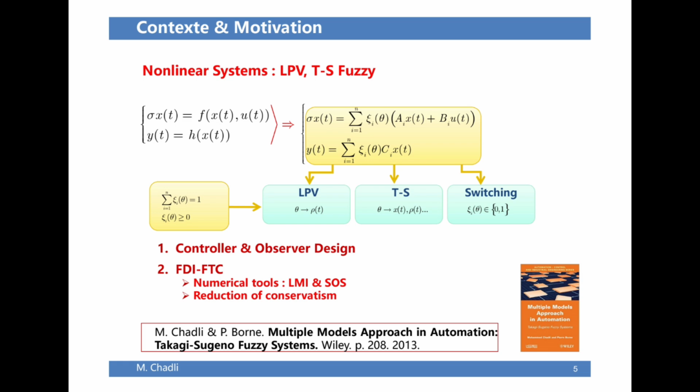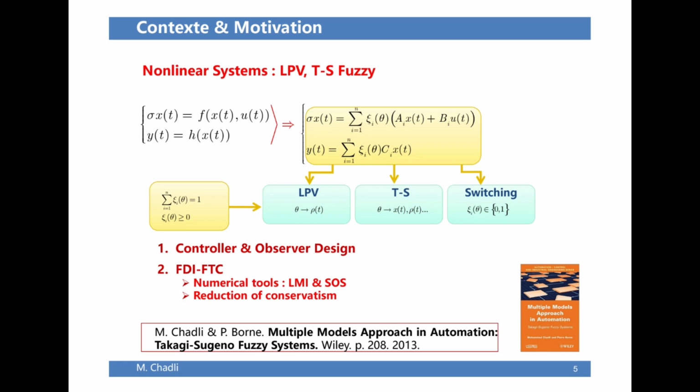This representation can also represent a non-classical nonlinear system when this parameter depends on the state of the system. In this case, this representation is a nonlinear system, and it can also represent a switching system when the interpolation function here takes the value one or zero. When this function commutes between zero or one, this approach can represent the switching system.